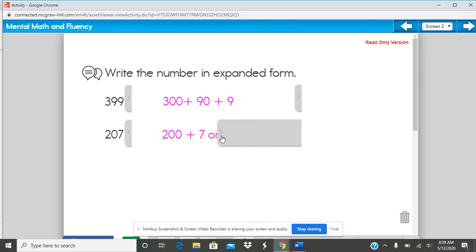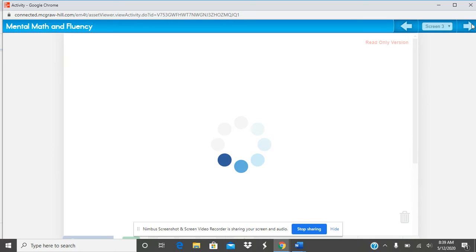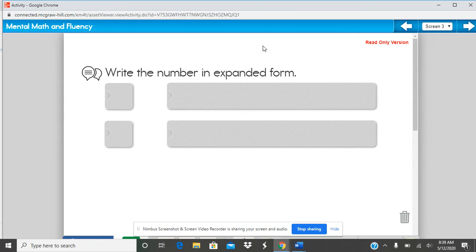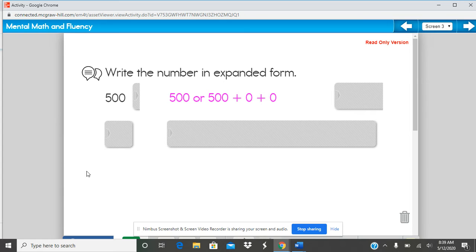200 plus 7 is correct, or if we want to remember to hold that tens place, 200 plus 0 plus 7 would also be correct. And level 3, let's do it, because you are rock stars. Your next number is 500. Couple different ways we could write this one as well. What would be the expanded form number model for 500? Pause if you need to. Here we go. You could just have 500 by itself, or 500 plus 0 plus 0.